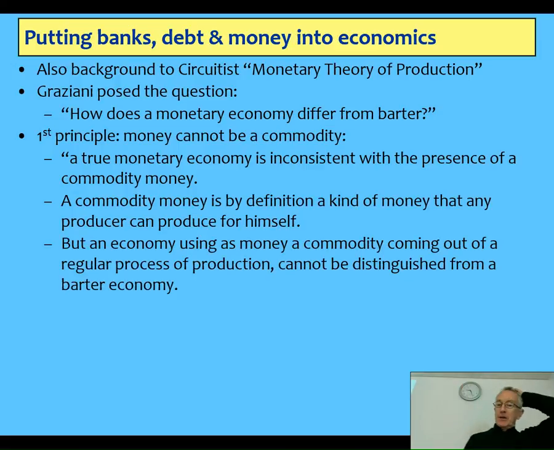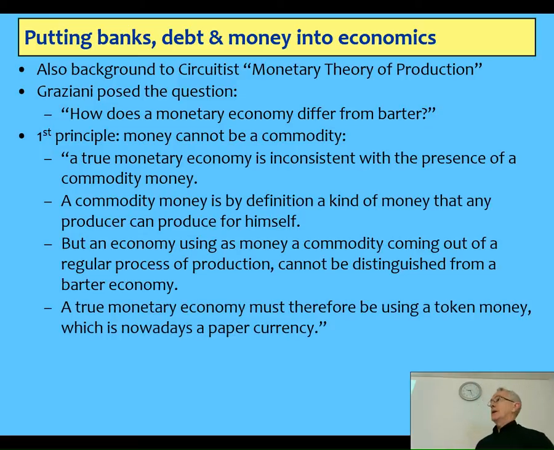But he says, well, you really can't distinguish an economy using a commodity as money from barter. All you're saying is we're using this particular commodity as intermediary. Okay? It's a slight elaboration of a barter system, but fundamentally a barter system is not a monetary system. So he said to have a truly monetary economy, you've got to be using a token money, which is nowadays a paper currency. Now, if you see that, you might think immediately notes.